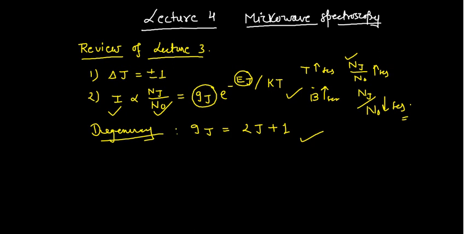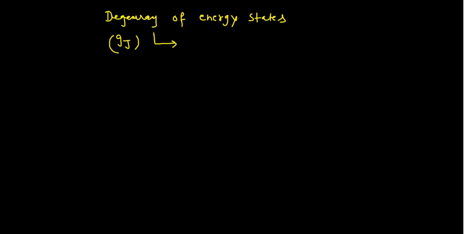So what does degeneracy actually mean? I can write here, degeneracy of the energy states. You know the degeneracy is simply shown by Gj. See guys, what is actually the degeneracy? Degeneracy means simply the existence of more than one energy state having the same energy. So that is called the degeneracy.